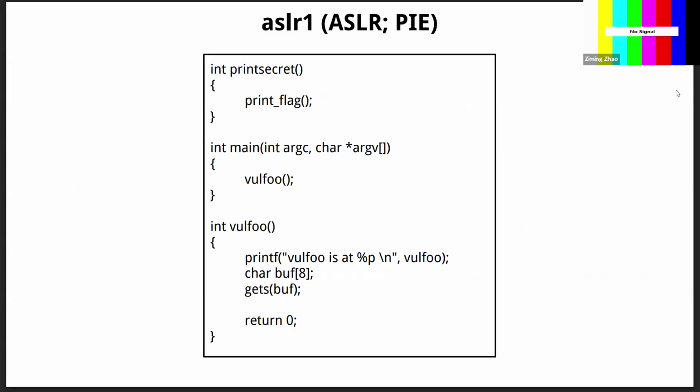We have a main function called valfoo. Valfoo prints out its address. Then there is a buffer of 8 bytes. It takes some input from you, then just returns. That's it. So before we had ASLR, how do we hack this one?